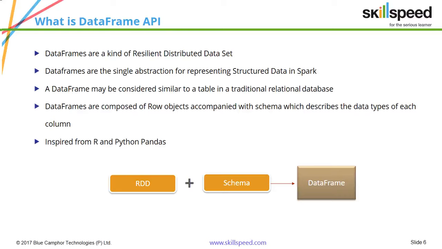You can see from the picture that the data frame is nothing but an RDD with certain schema. Normally when you create an RDD, there is no schema associated with the RDD, right? But if you can associate a schema with an RDD and project a table-like structure to that, then you have got your data frame. That's it. So that is the basic difference between data frame and your core RDD.